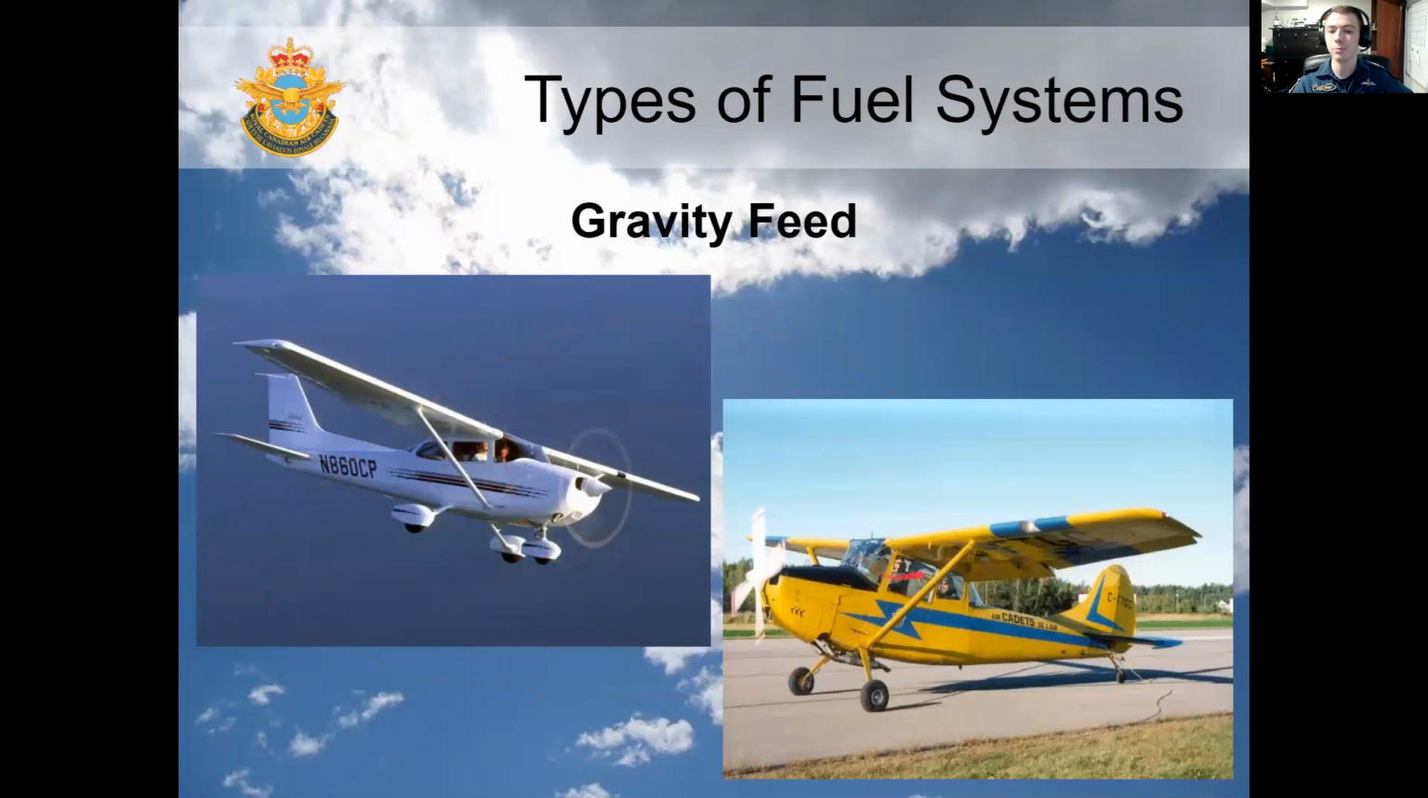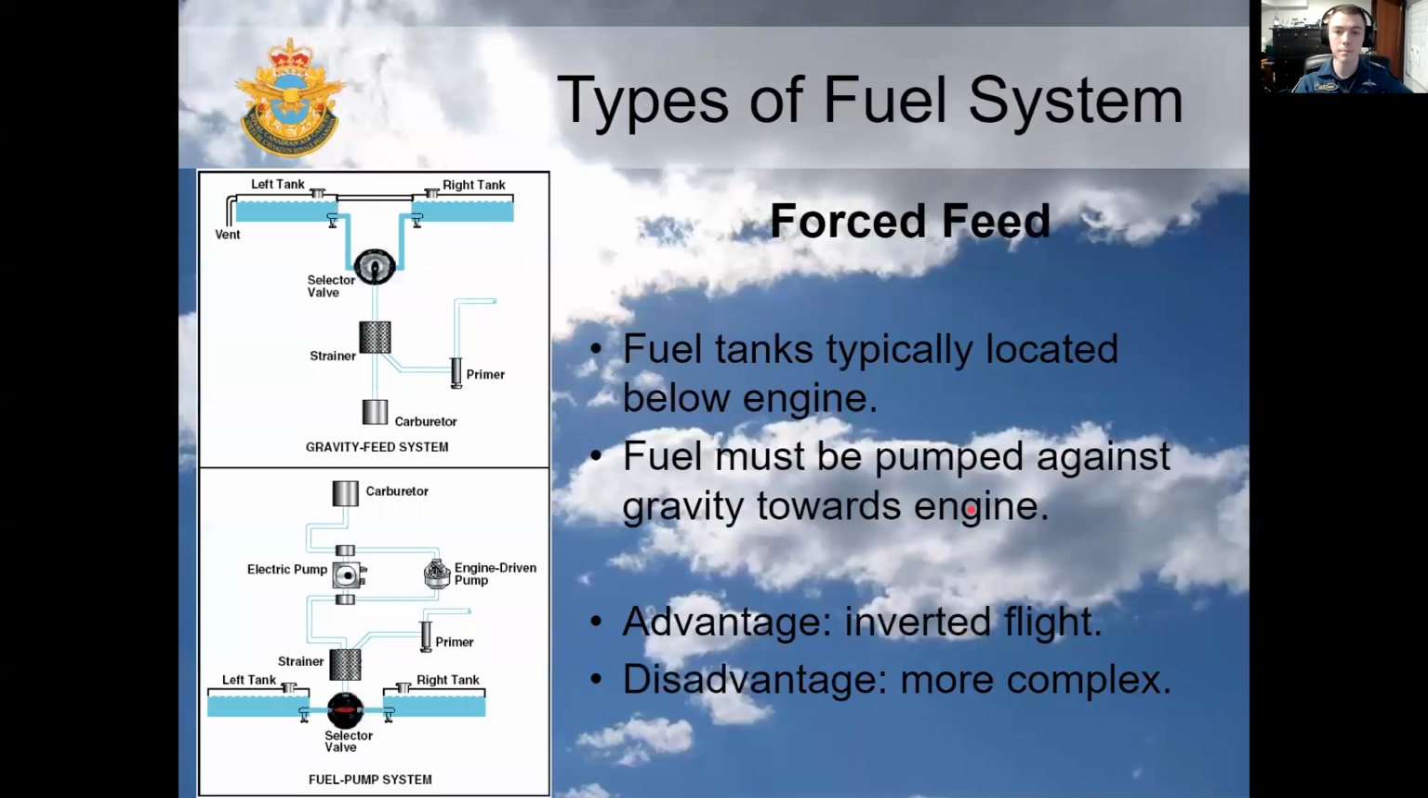These are some examples of some gravity-fed engines. So you can see here we've got a Cessna, and we've got one of the tow planes that we use at the gliding sites. So both of those use gravity-fed fuel systems. Both of them have their fuel tanks located up in their wings. And if you can see, there's actually footsteps for you to get up and check those fuel tanks from the top of the wings.